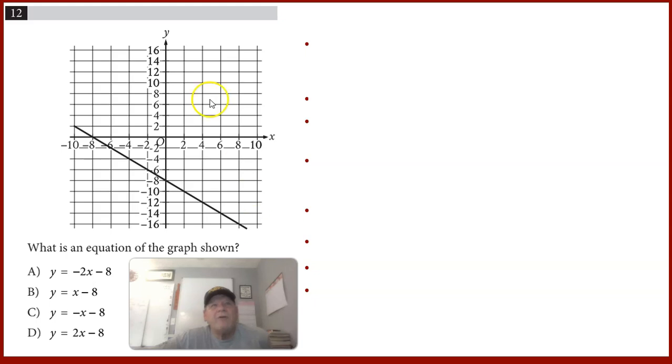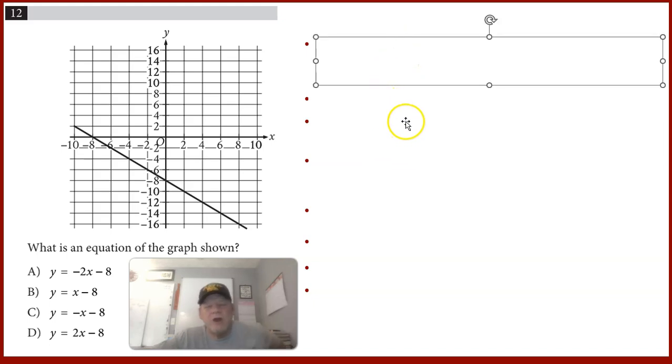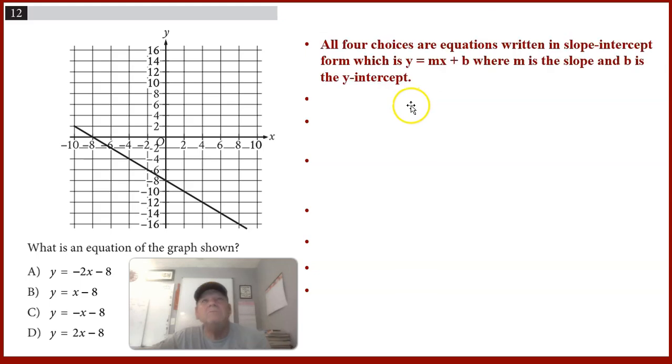It has a graph here on the XY plane of a line. It's a linear equation. It says, what is an equation of the graph shown? So you have to be able to figure out what equation is what. So pause this, give it a good college try, and I'll be back to explain it whenever you start the video back up. All 4 choices are equations written in slope-intercept form, which is y equals mx plus b, where m is the slope, b is the y-intercept. We used that earlier. Very important algebra concept.